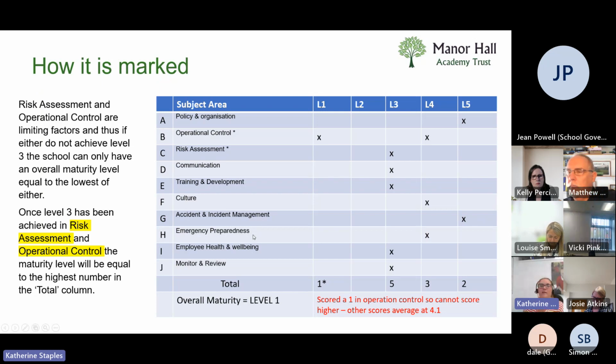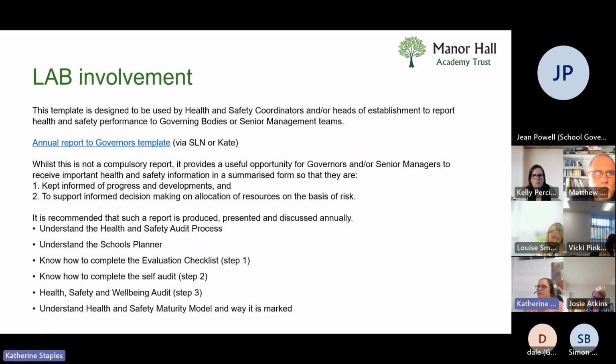Emergency preparedness. This is our business continuity plan section. Employee health and well-being, and then monitor and review. How we're reporting on that. Okay, so I'll circulate it again after this, but we've adopted the SLN annual report to governors. Now, this is a bit of a one-stop report that the health and safety leads and the head teachers can fill in and submit to the lead on the lab or the lab as a full. And this should go to the report.